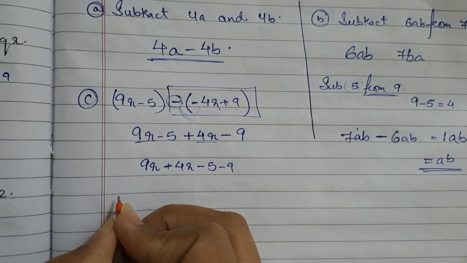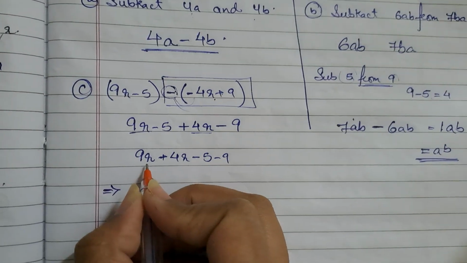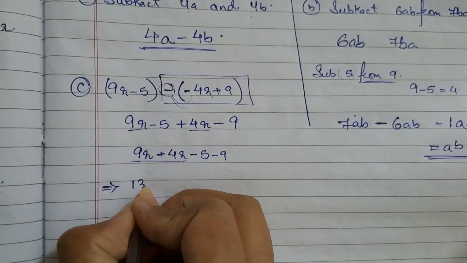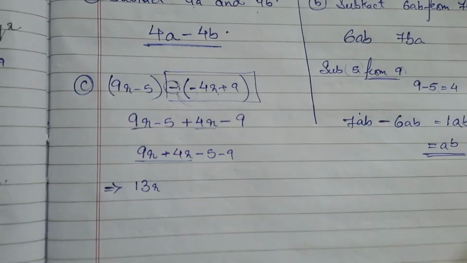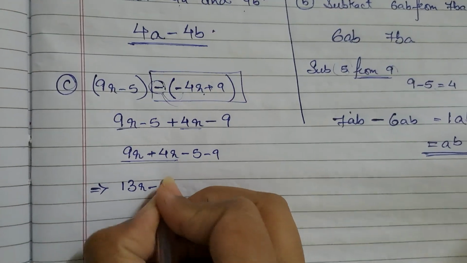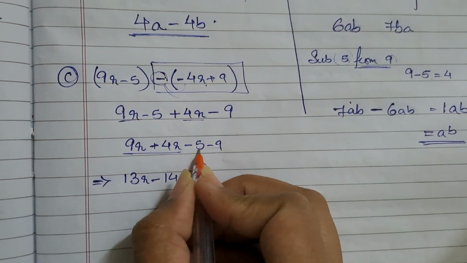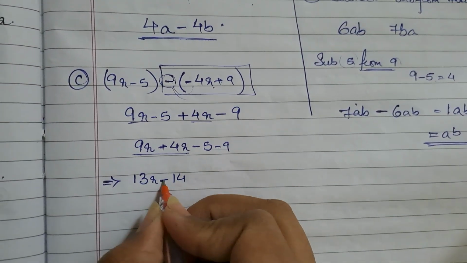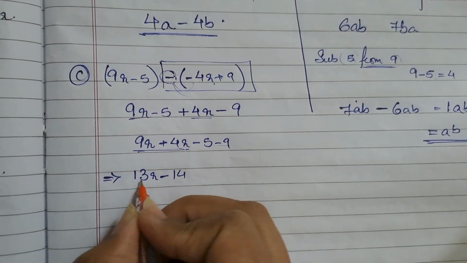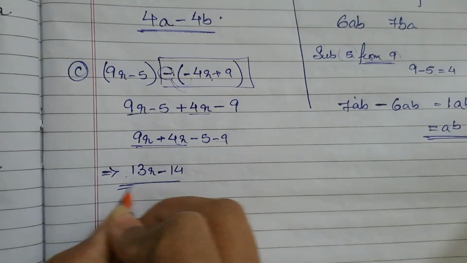Okay, so let's take it into consideration. It becomes 13r. This becomes minus 14. Now why? Same signs, adding 14. Bigger number's sign is this. Same signs adding, and the bigger number's sign is this. This is the answer for it.